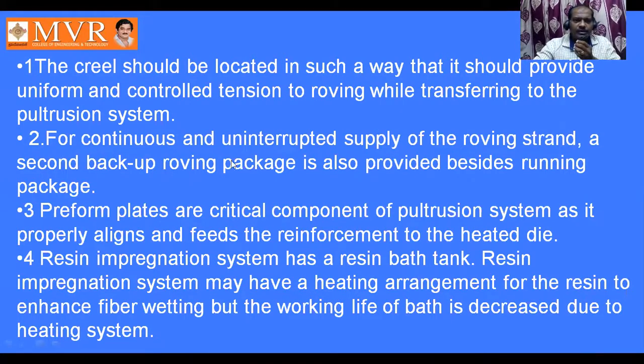Next, for a continuous and uninterrupted supply of roving strand, a second backup roving package is also provided besides the running package. That means not to stop at any point, because it is a continuous process. As soon as the first one is over, the second has to start automatically. This is a step-by-step process, students, for performing the pultrusion process.